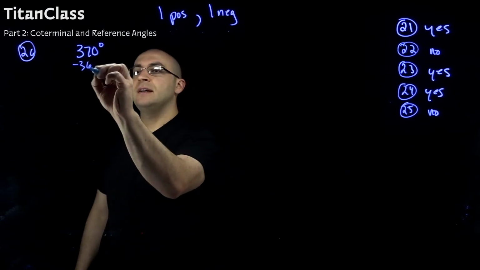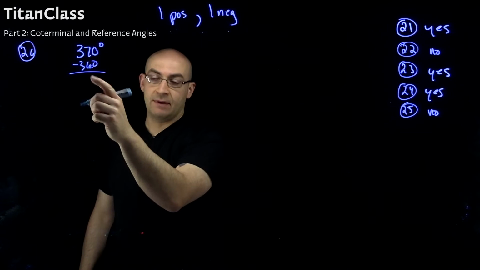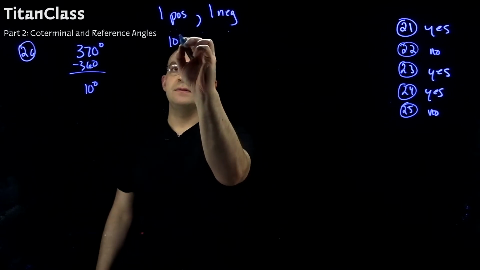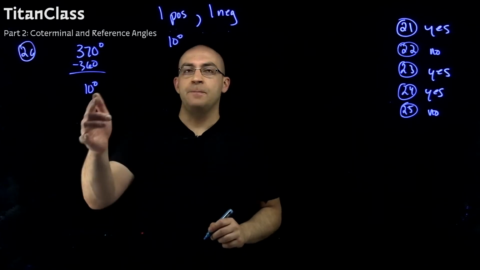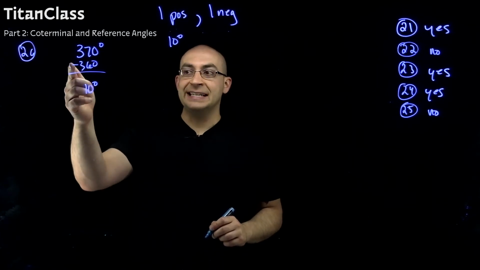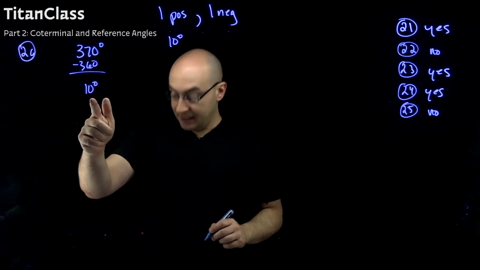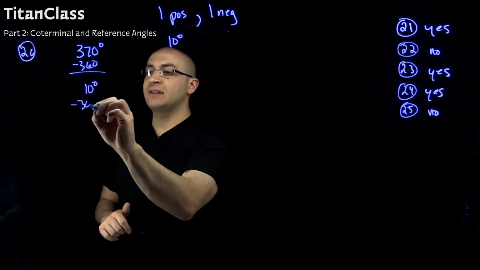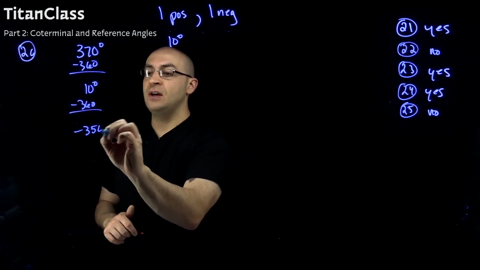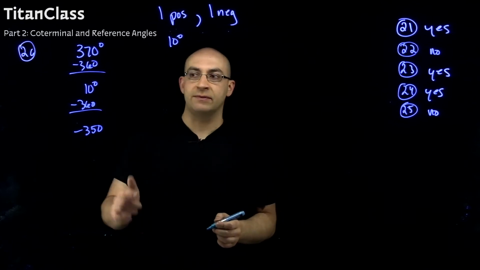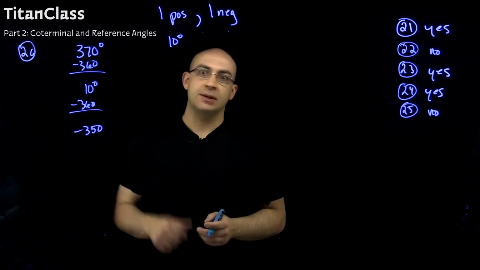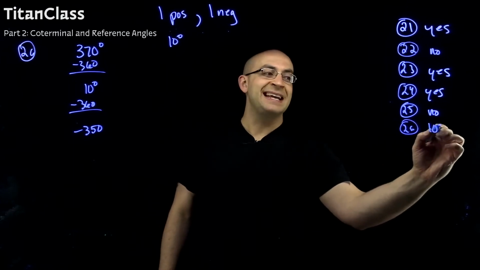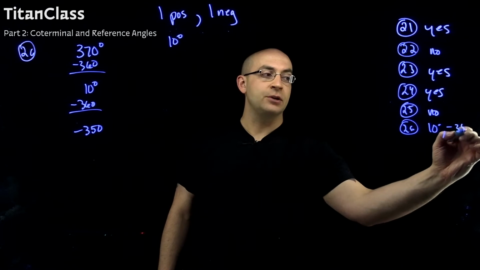So let's try this. If I subtract 360 from this one full revolution, I get 10. Well, 10 is a positive value, so we're going to use that as our positive coterminal angle. Now, in the same mindset, I'm going to need to subtract 360 from this value to get my first negative coterminal value. If I subtract 360 from that, I'm going to get negative 350, which is the negative coterminal value in relationship to 370. So we've got two values here. For number 26, my positive one is 10 degrees, and my negative one is negative 350 degrees.